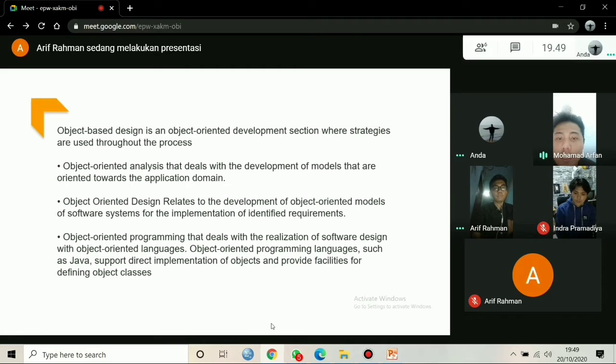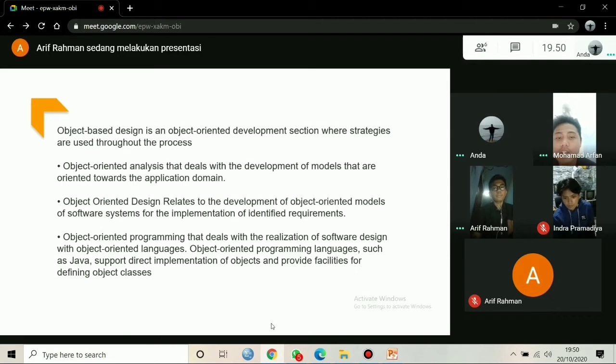Object-oriented design is an approach where object-oriented strategies are used throughout the development process. Object-oriented analysis deals with the development of models that are oriented towards the application domain. Object-oriented design relates to the development of object-oriented models of a software system for the implementation of identified requirements.